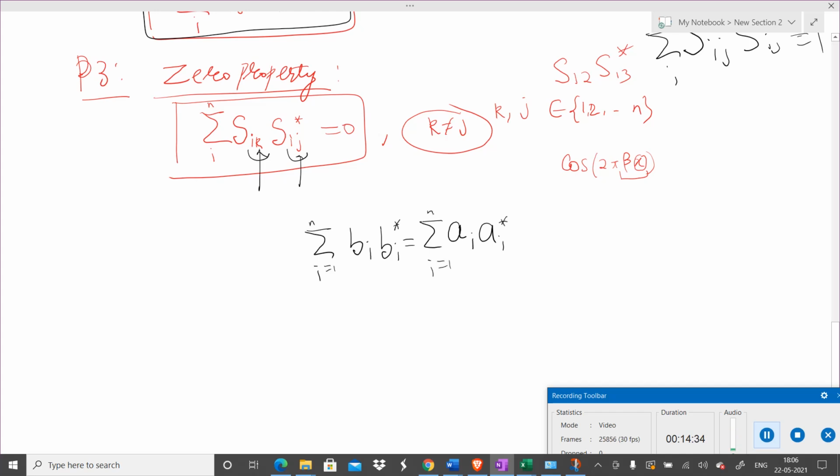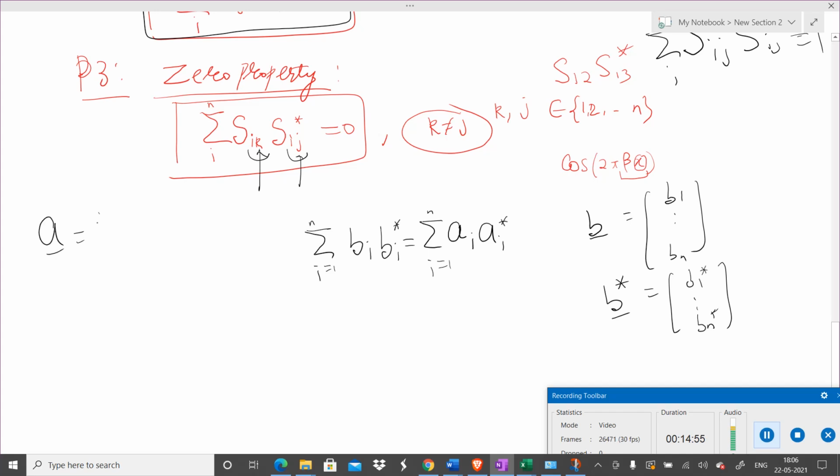Now in vector form, how can we write it? Suppose you have B equal to B1 to Bn. Then I will define B conjugate as this. So that will be equal to B1 conjugate to Bn conjugate.